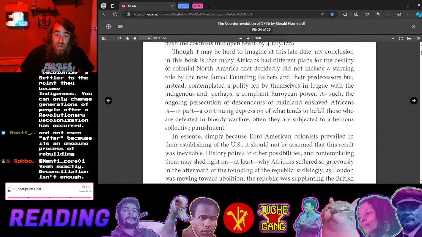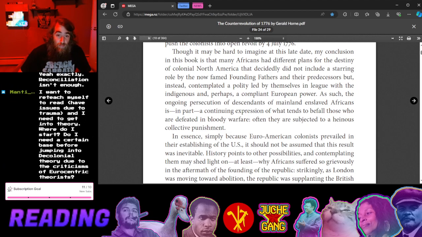Though it may be hard to imagine at this late date, my conclusion in this book is that many Africans had different plans for the destiny of colonial North America that decidedly did not include a starring role by the now famed founding fathers and their predecessors, but instead contemplated a polity led by themselves in a league with the indigenous, and perhaps a compliant European power. As such, the ongoing persecution of descendants of mainland enslaved Africans is, in part, a continuing expression of what tends to befall those who were defeated in bloody warfare. Often, they are subjected to heinous collective punishment.